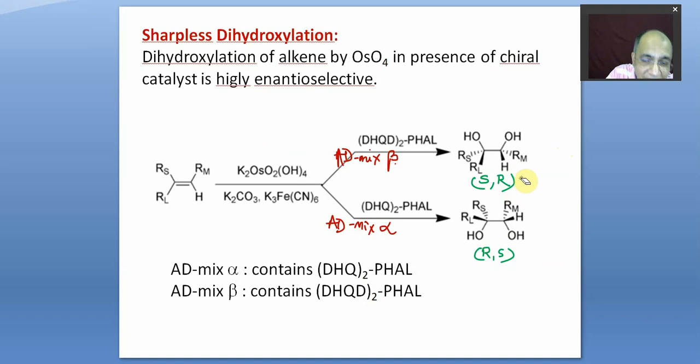Don't think that they are diastereoisomers. This is SR, this is RS. At each individual chiral center, the configuration is opposite. So therefore, they are not diastereoisomers, they are enantiomers. So Sharpless did an amazing preparation of one particular enantiomer to the extent of nearly 100%.